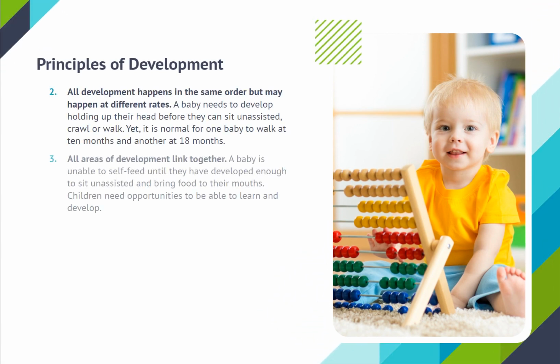2. All development happens in the same order, but may happen at different rates. A baby needs to develop holding up the head before they can sit unassisted, crawl or walk. Yet, it is normal for one baby to walk at 10 months and another at 18 months. 3. All areas of development link together. A baby is unable to self-feed until they have developed enough to sit unassisted and bring food to their mouths. Children need opportunities to be able to learn and develop.